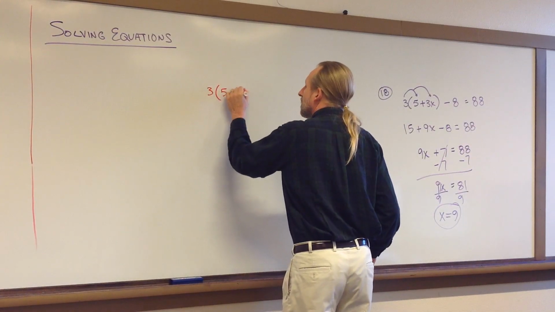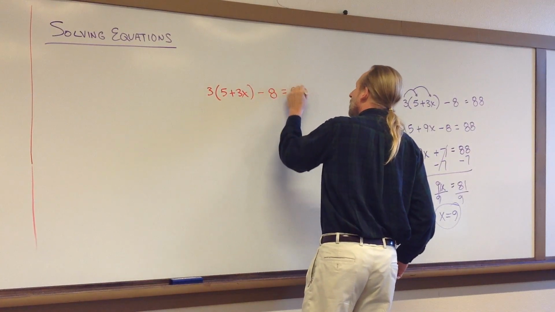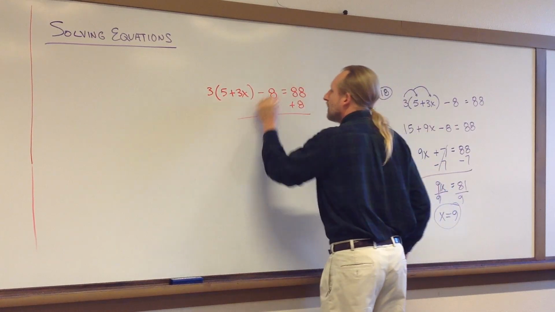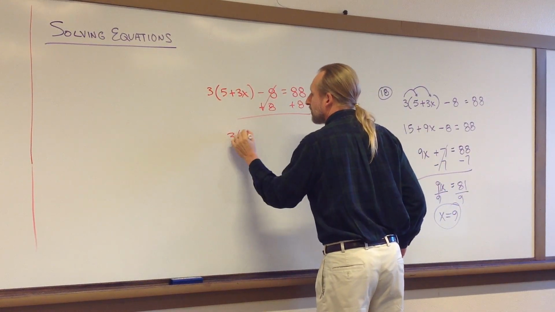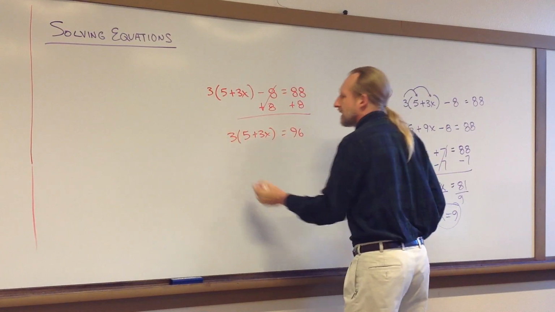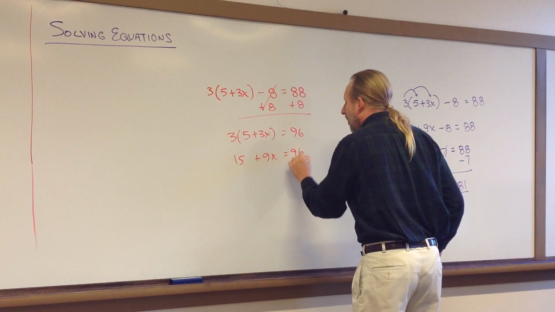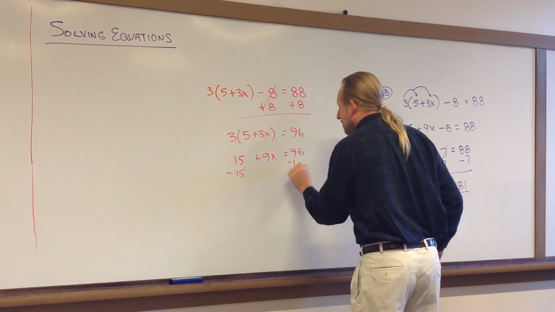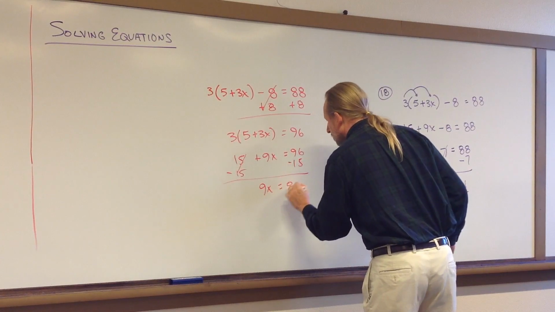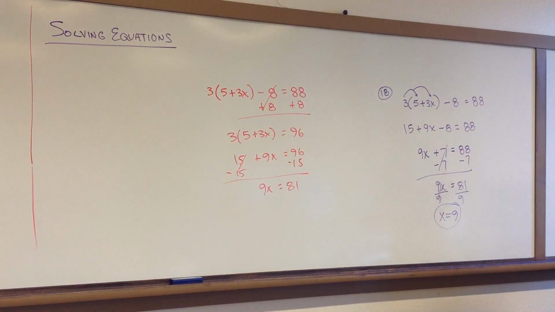So I'll just show a slightly different method for solving this. You can add the 8 first if you want to. There's nothing wrong with that, nothing preventing you from doing that. That would give you 96. And then distribute through and subtract the 15. And you come out in the same place, right? 9x equals 81, divide on both sides by 9, and so on.